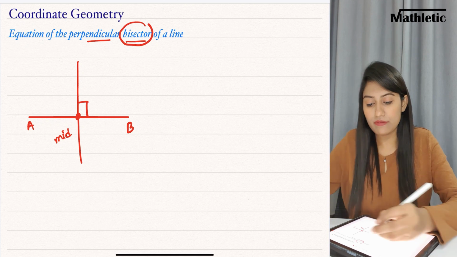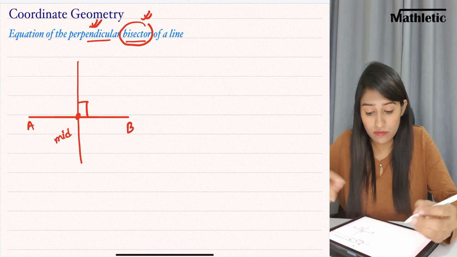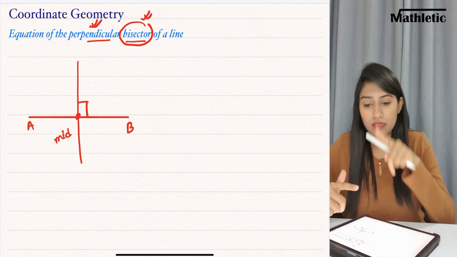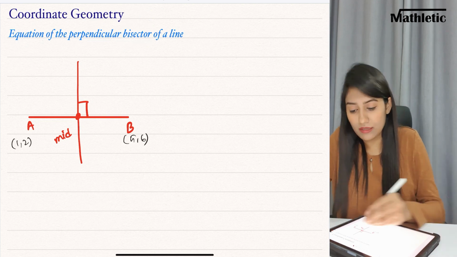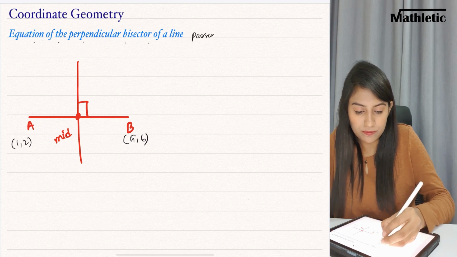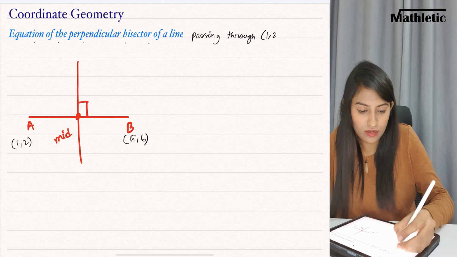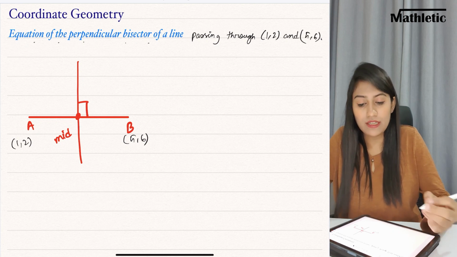Okay, so we have two individual conditions. The line must pass through the midpoint of points A and B, and it will be at an angle of 90 degrees. So let's solve one example math. Find the equation of the perpendicular bisector of a line passing through (1, 2) and (5, 6). Suppose that's the question.